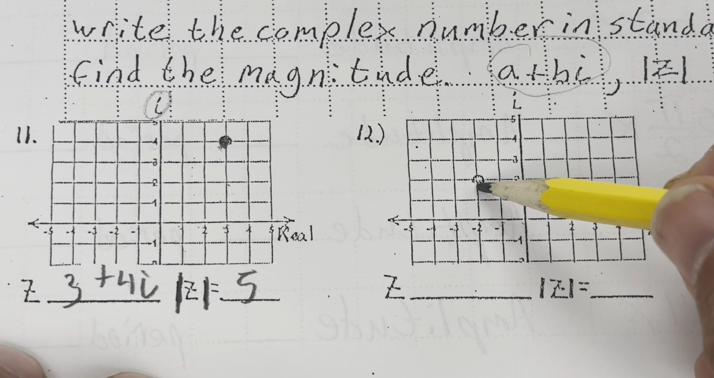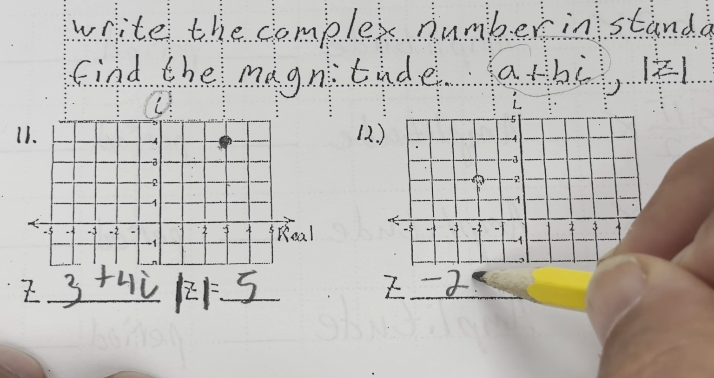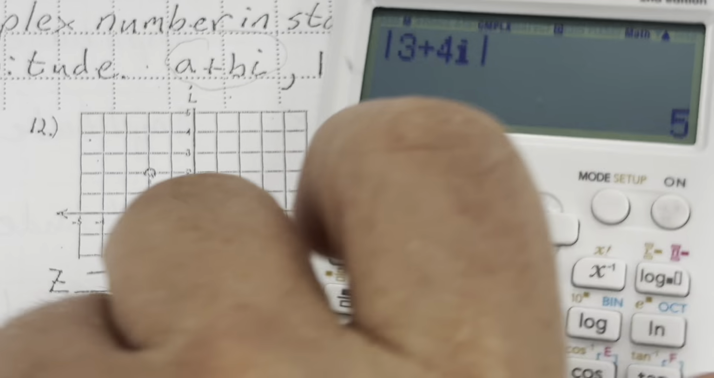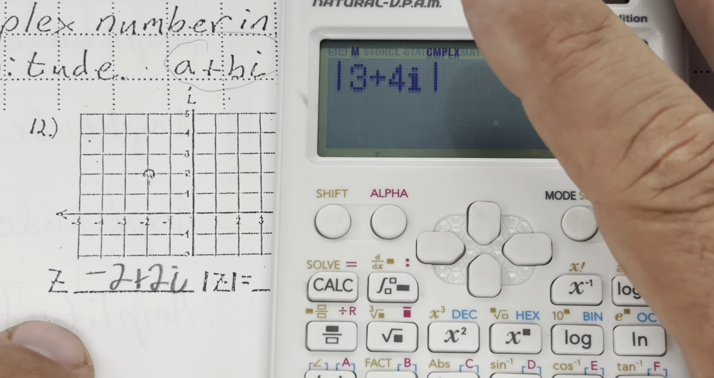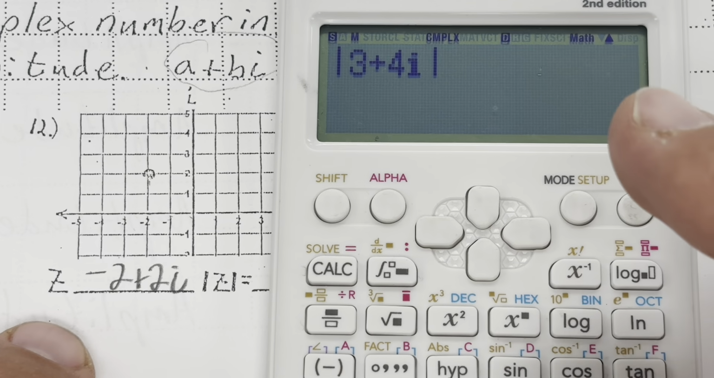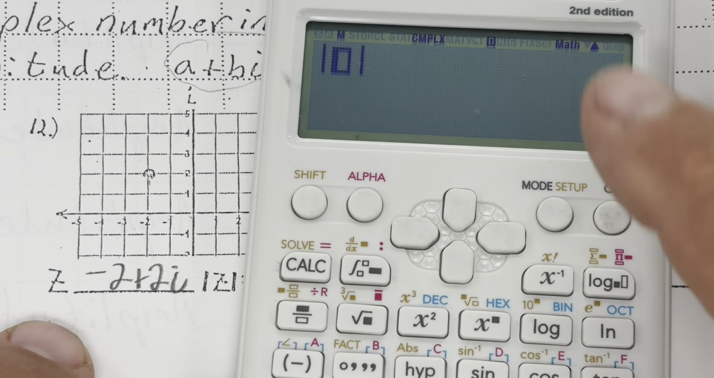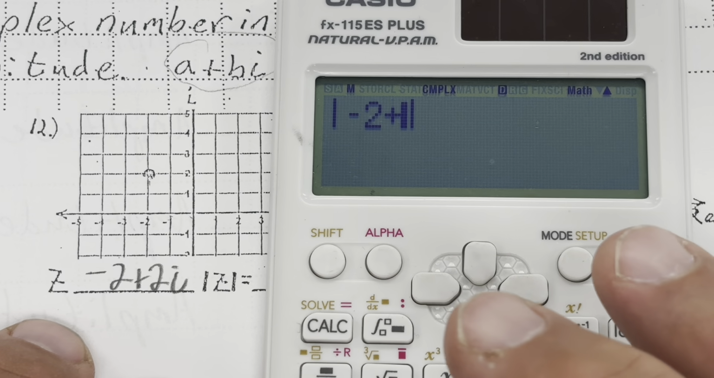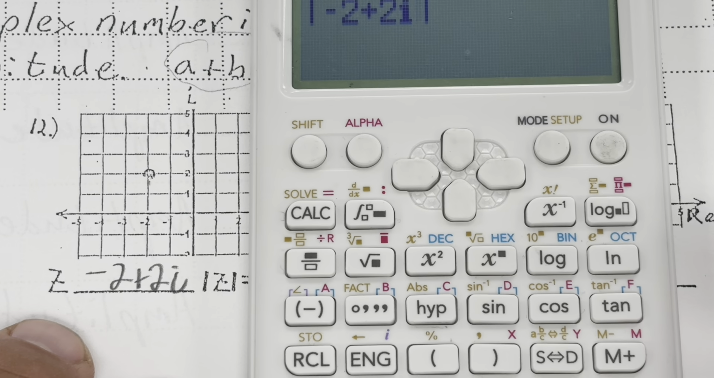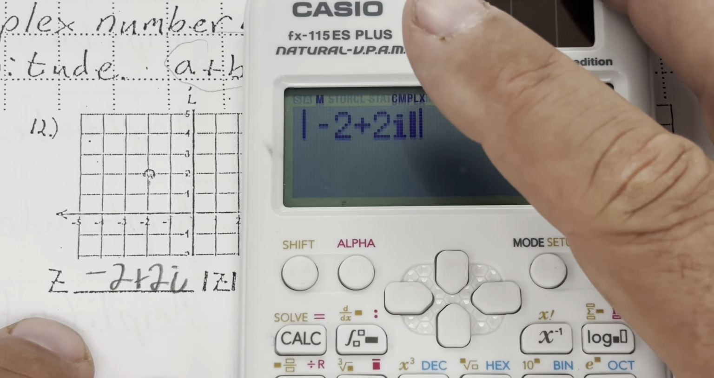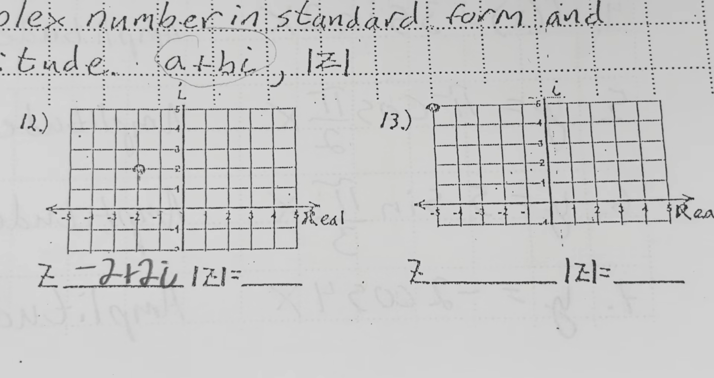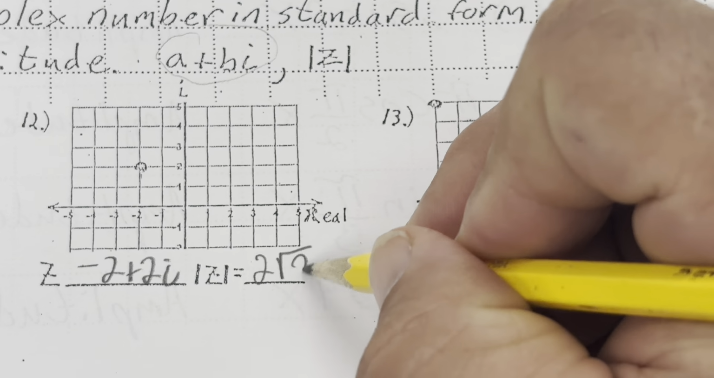I go left 2, up 2, so it's going to be -2 plus 2i. The calculator can. We'd have shift hyp to get the absolute value bars, and then we type in -2 plus 2i. The i button is the English I button. Just hit equals, and 2√2 is our answer, our magnitude.